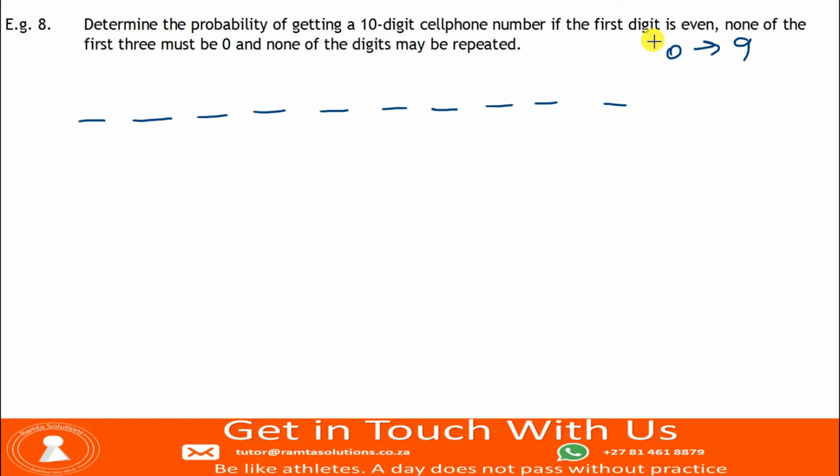Okay. Now, let's start. First number is even. For the first number to be even, it needs to start with 2, 4, 6, or 8. And highlight this: none of the digits may be repeated. So that's 4 options.